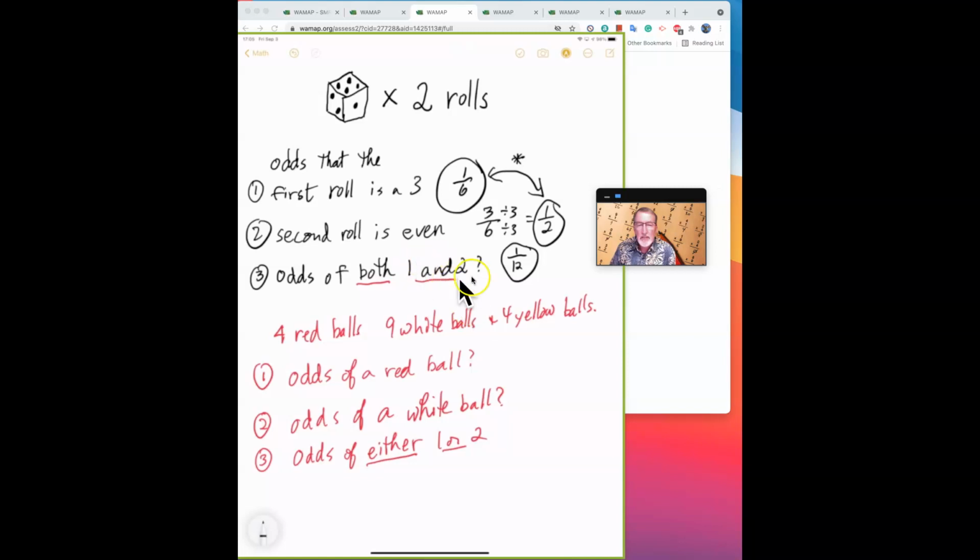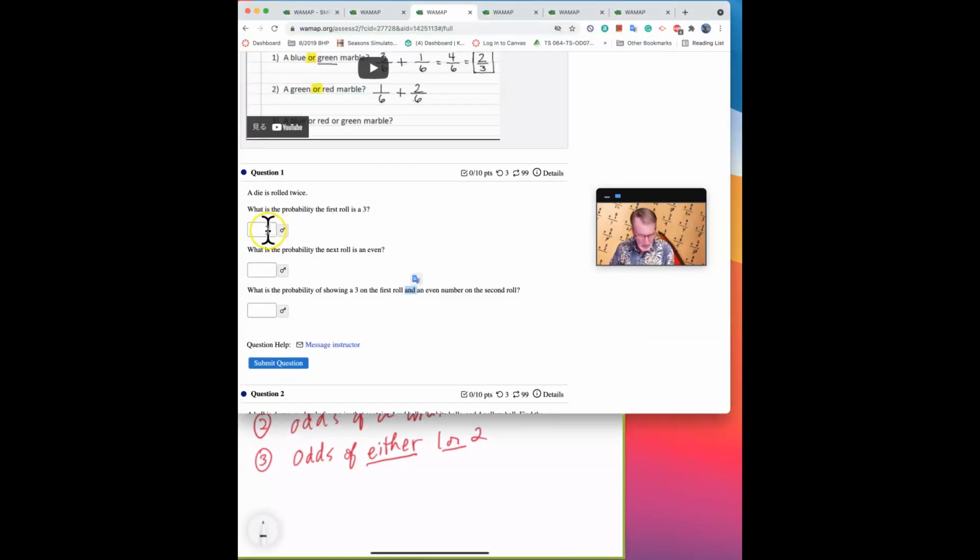So if this were an or, which we're going to see in the next one, you would add these together. But it's compound. Think of this as like compound interest. They get multiplied together to have a stronger effect. So let's go back to WAMAP and see how we did.